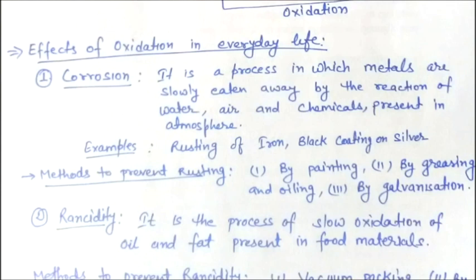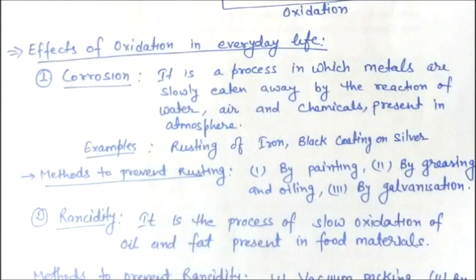It is the process in which metals are slowly eaten away by the reaction of air, water, and chemicals present in the atmosphere. The most common example is rusting of iron. Iron articles are shiny when new but get coated with a reddish brown powder when left for some time. This is called rusting. The process is called rusting of iron.